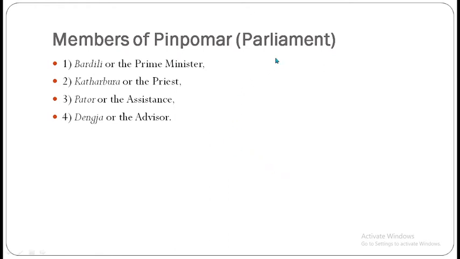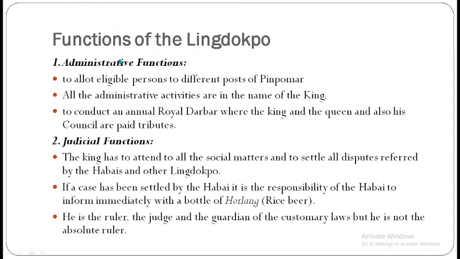Members of the Pinpomar, or the parliament of the king. We have the prime minister, the priest, the assistants, and the advisor. These are the four members of Pinpomar, or parliament of the king. Now let's come to the functions of the Lindopa, administrative functions. The king or Lindopa is responsible to allot eligible persons to different posts of Pinpomar, or in the cabinet. All the administrative activities are in the name of the king. And the institution is also responsible to conduct an annual royal durbar, where the king and the queen and also his councils are paid tributes.